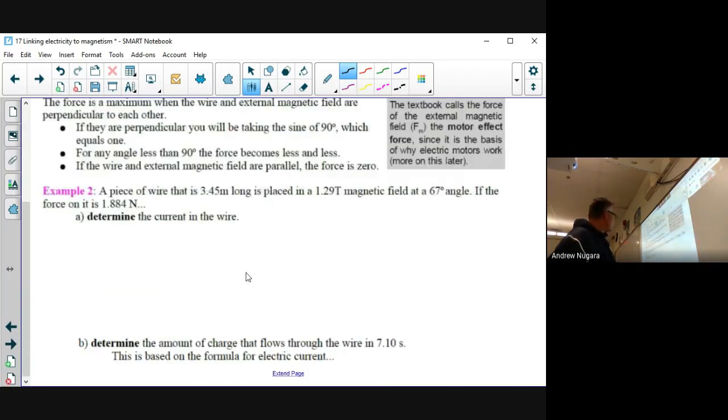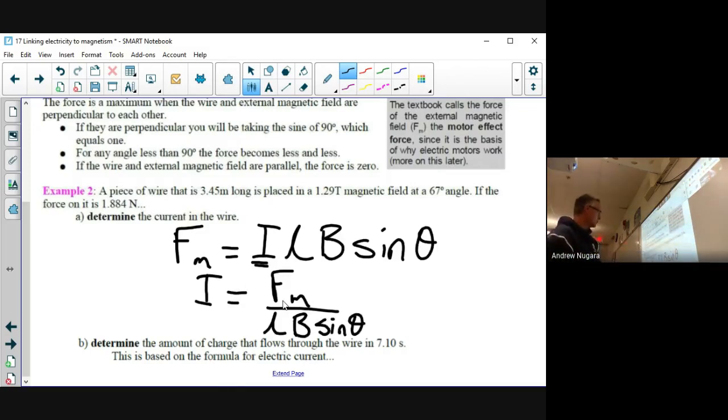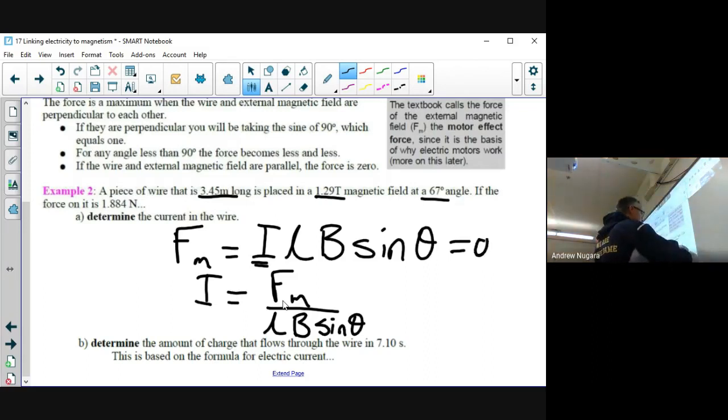Okay, so then you can go down and look at these two questions. They're pretty straightforward. A piece of wire that is this long is placed in this magnetic field at this angle. If that's the force on it, determine the current in the wire. Pretty straightforward. I, L, B, sine theta, and we're looking for the current. I is the current. I equals Fm over L, B, sine theta. And then it's just a matter of plugging those numbers in. L, B, sine of 67, and you get an answer. The answer for this question is 0.45 amperes.